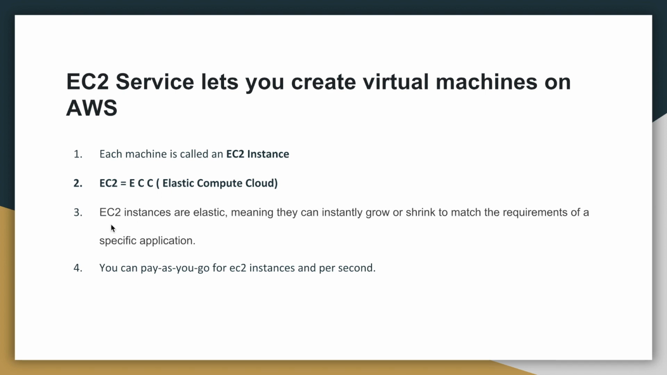EC2 instances are elastic, just like in the name, meaning they can instantly grow or shrink to match the requirements of a specific application. So they can grow and shrink in capacity. You can start with 5 EC2 instances and provision hundreds and thousands as needed. And it ties up to the concept of pay as you go, right? You can pay for your EC2 instances as you go, and you don't have to buy capacity up front. You can pay for EC2 instances per second. So if you use EC2 instances for 5 minutes, you pay for 5 minutes. If you use EC2 instances for 5 hours, you pay for 5 hours only. So you get the capacity whenever you want, and you only pay for what you use with EC2.